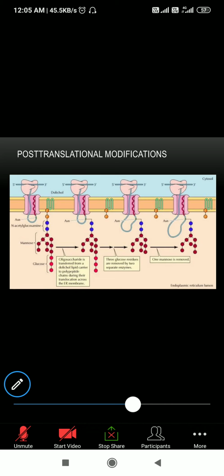So, in continuation with the previous lecture, now we have to see how proteins are modified in the lumen of the endoplasmic reticulum. Proteins are glycosylated on specific arginine residues at the N-terminal. The oligosaccharide consists of 14 sugar residues that are attached to the acceptor arginine residue of the growing polypeptide chain as it is translocated into the endoplasmic reticulum.